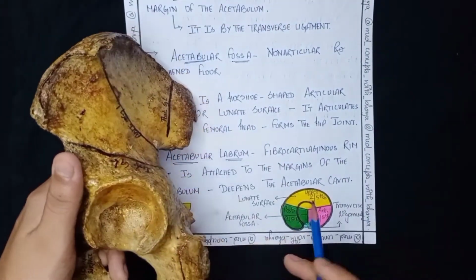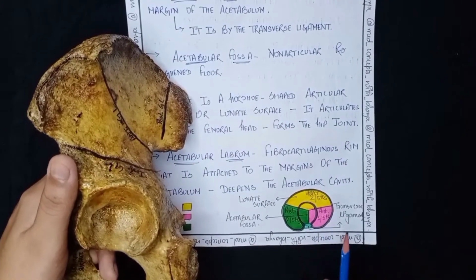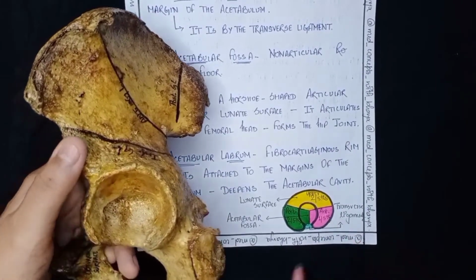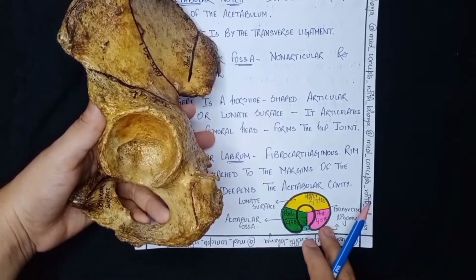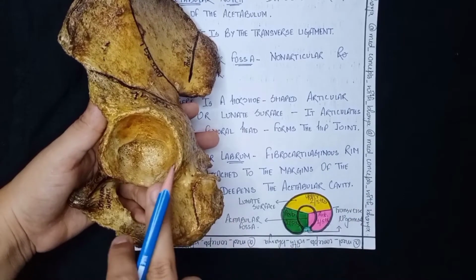So the upper 2/5 is formed by the ilium. The anterior 1/5 is formed by the pubis. Okay, you keep it like this. It is actually the diagram of the right side of the hip bone. So don't get confused. We have the left side.